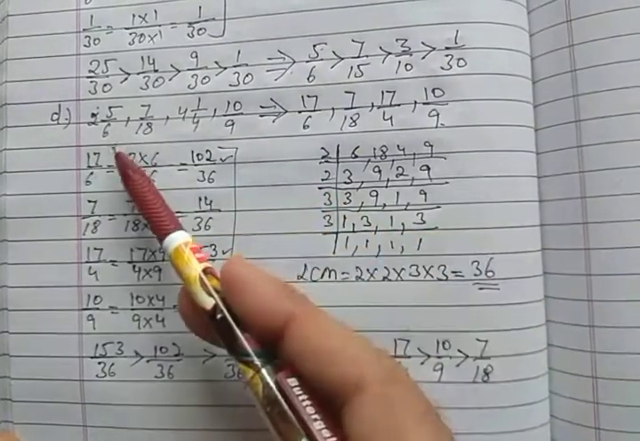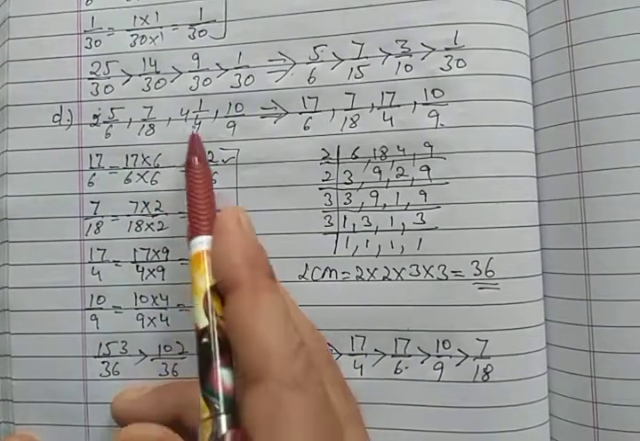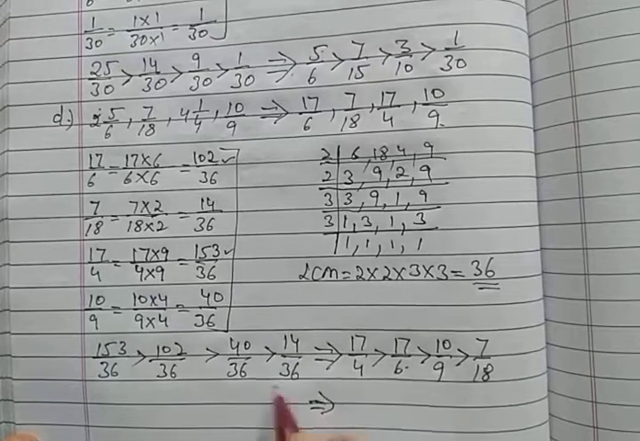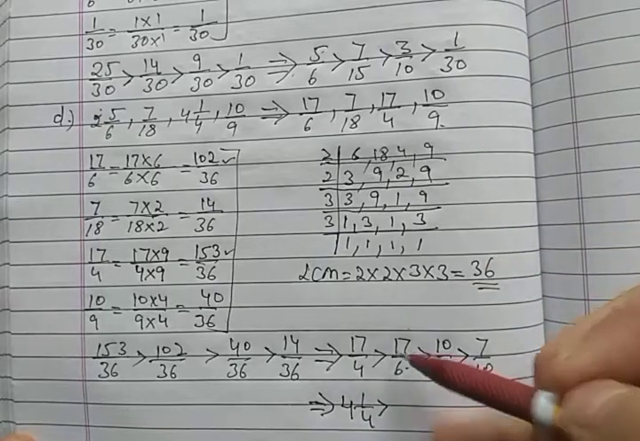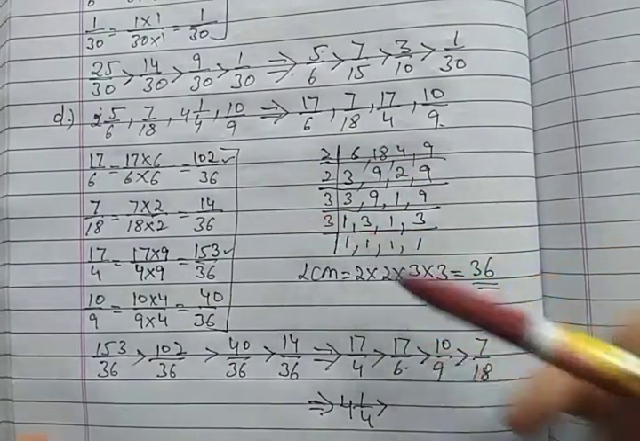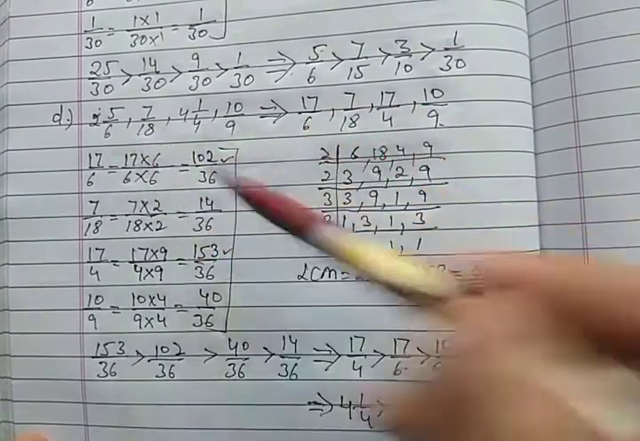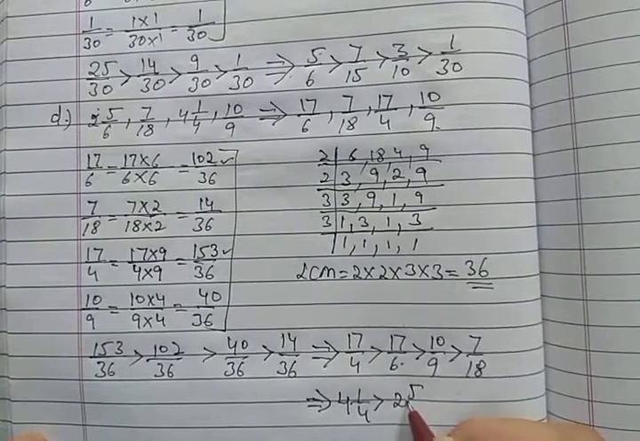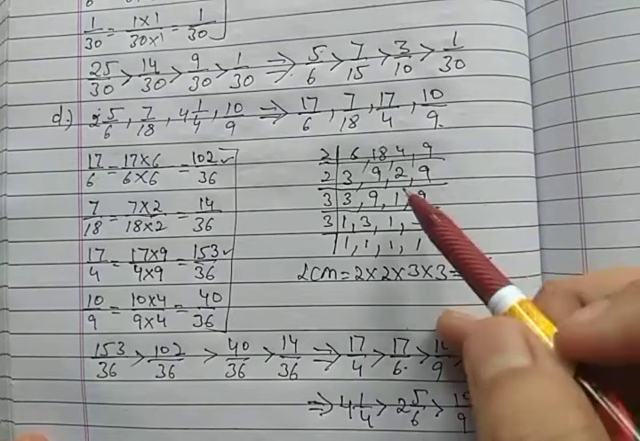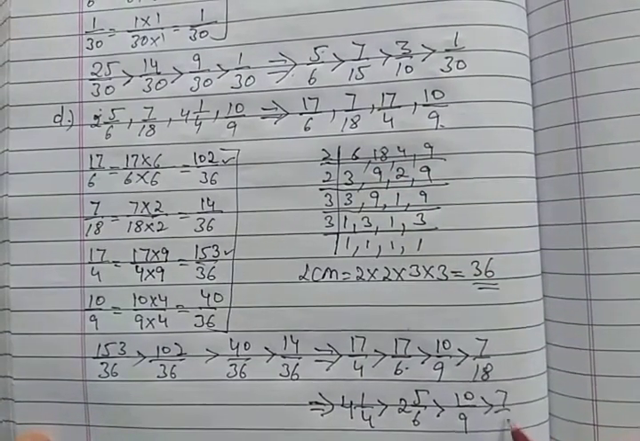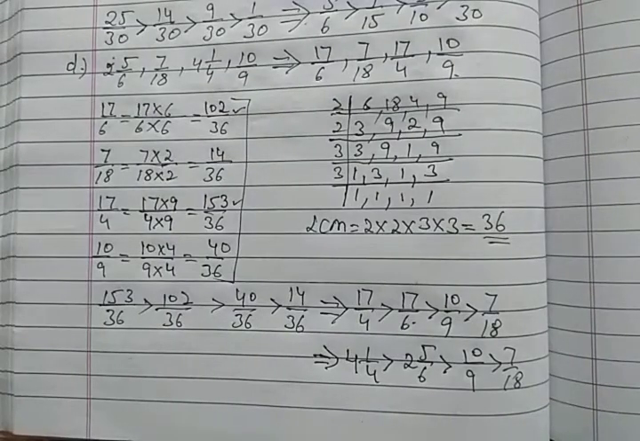And if we want to see them in mixed form, so 17 upon 4, no sorry, the original form is 4 and 1 upon 4, then next is 17 upon 6, which is 2 and 5 by 6, then 10 upon 9, and then 7 upon 18. So in this way we can arrange these numbers in descending order.